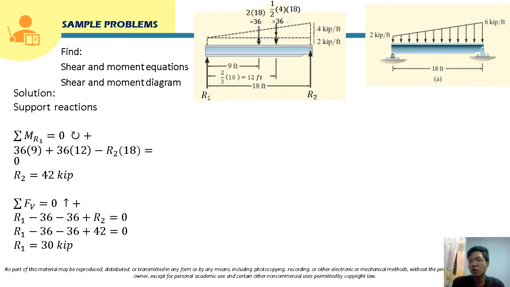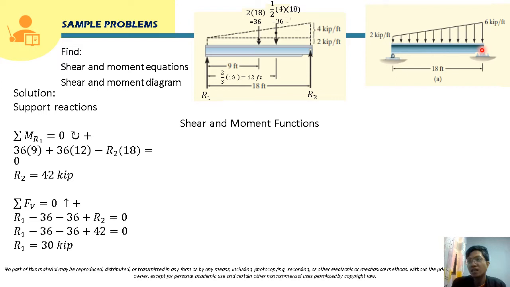Now, after we solve for the reactions of the supports, we can proceed to our next step. This is already for the shear and moment equations or functions. What we're going to do first is divide the beam into segments, so that the loading within each segment is continuous. As we know, this beam's loading starts from here and continues up to this point. So from here to here will be one segment.